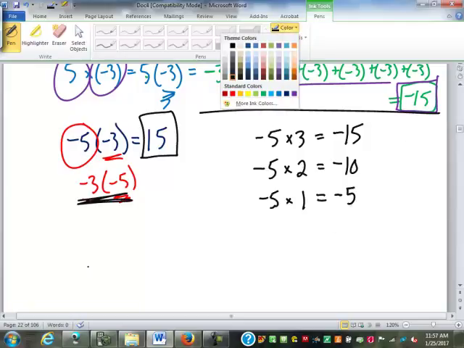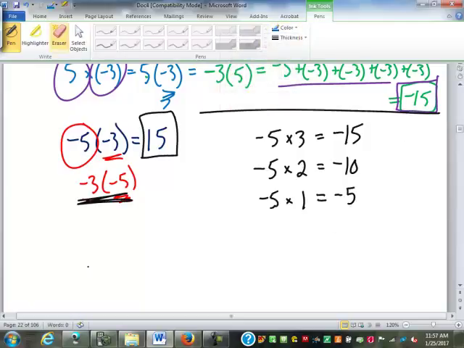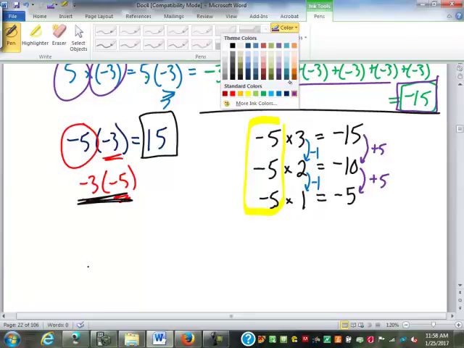So negative 5. If we look at what's happened here, we're starting with negative 5 every time. What we're multiplying by, we're reducing by 1. We took 3 minus 1 gets 2. 2 minus 1 is 1. Let's look at our result here. Our result went from negative 15 up to negative 10. We added 5. From negative 10 up to negative 5, we added another 5. So the result is increasing by 5.